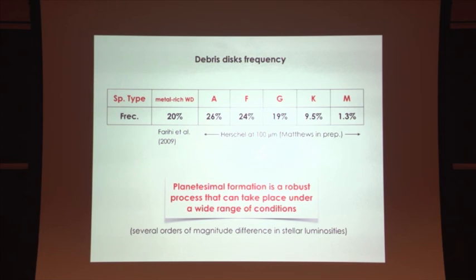And also we have evidence, as Roman knows very well, of dust around white dwarfs as well, indicating that planetesimal formation has taken place around the progenitors of stars that are more massive, right? So this is just to tell you that debris disks are very common. We are likely only seeing the tip of the iceberg due to the limits in sensitivity, and that they're very common indicates that planetesimal formation is quite robust.